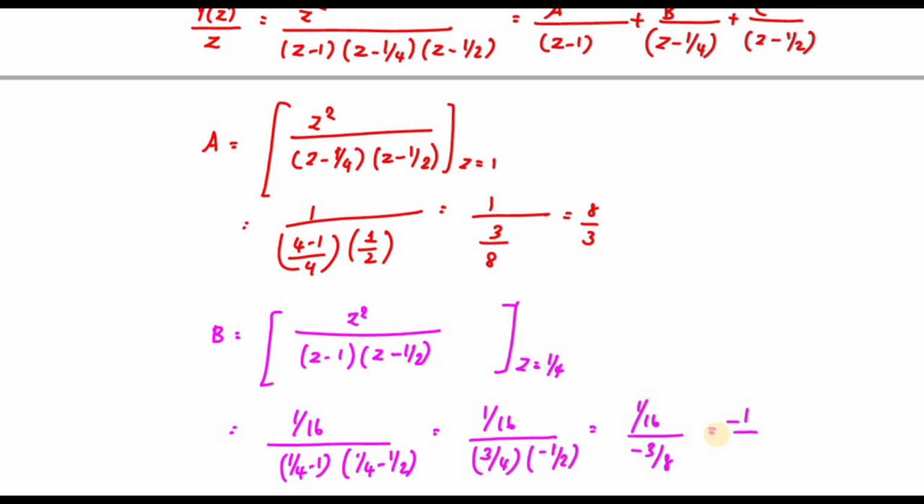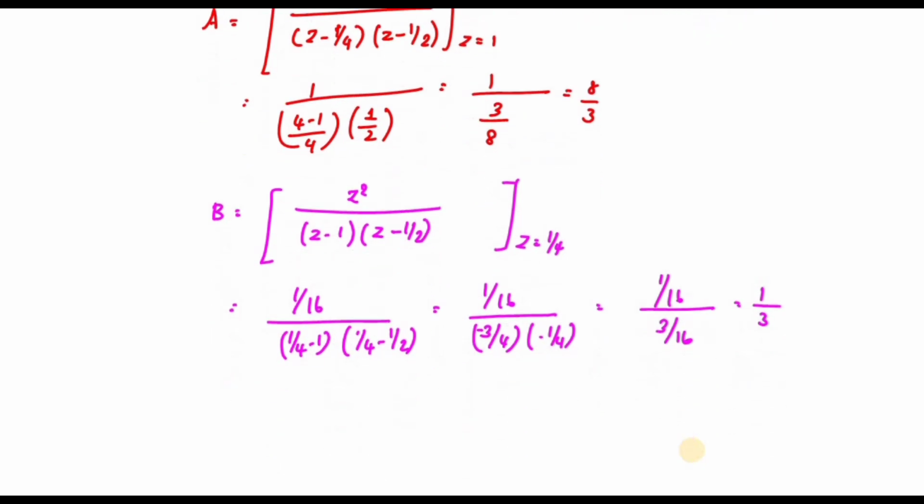I get 1 divided by 16 minus 3 divided by 4. Sorry, this is minus 3 divided by 4 and this is minus 1 divided by 4. Okay. Sorry. This is minus 1 divided by 4. So we will get 1 divided by 16 divided by 3 divided by 16. So you will get the answer as 1 divided by 3.